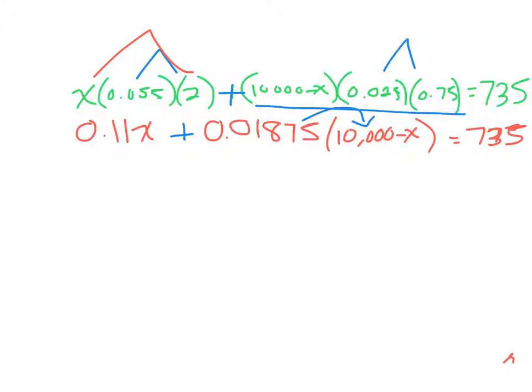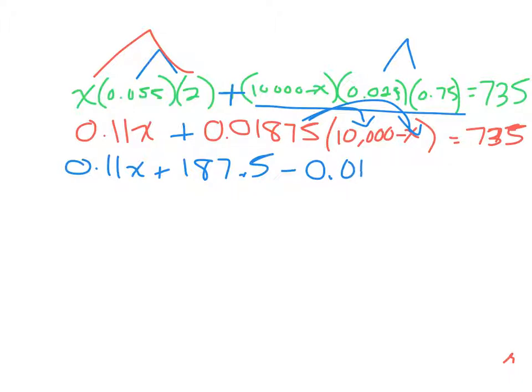0.01875 times 10,000 is, and let me write what I'm left with here in blue. I'm just applying the distributive property right now, so 0.11x is going to remain there. 0.01875 times 10,000 was 187.5. And then 0.01875 times negative x is going to be written as minus 0.01875x. And all of this is equal to 735 still.